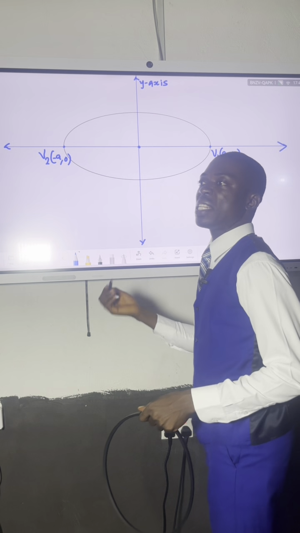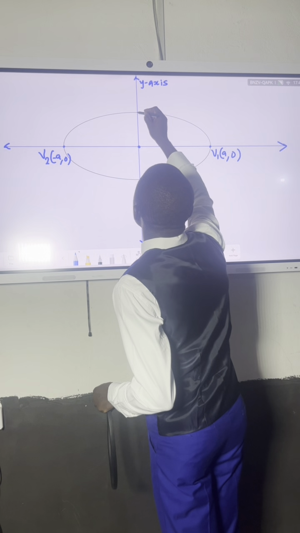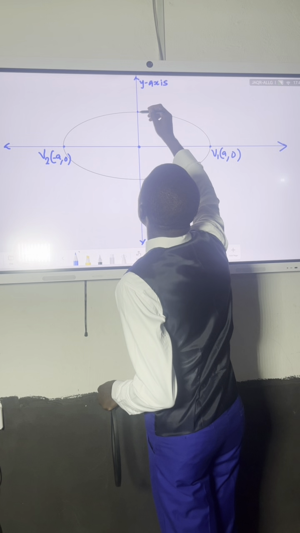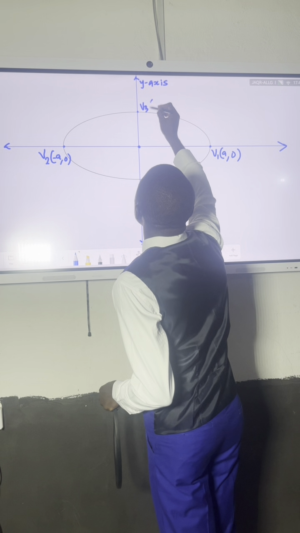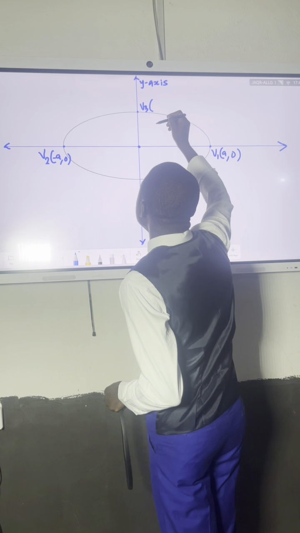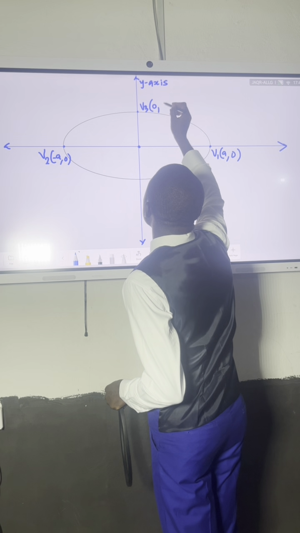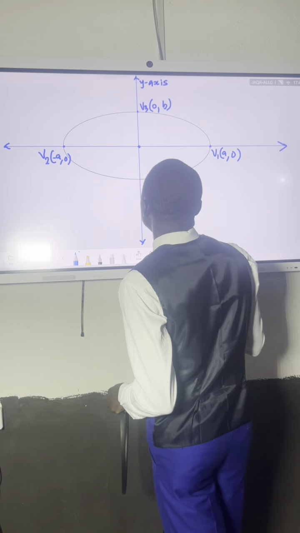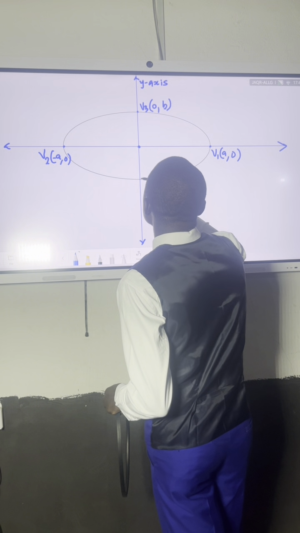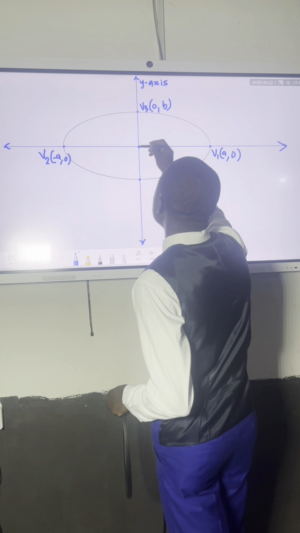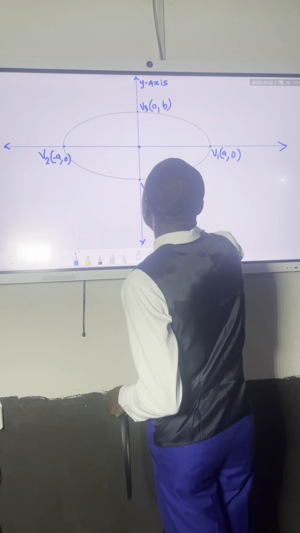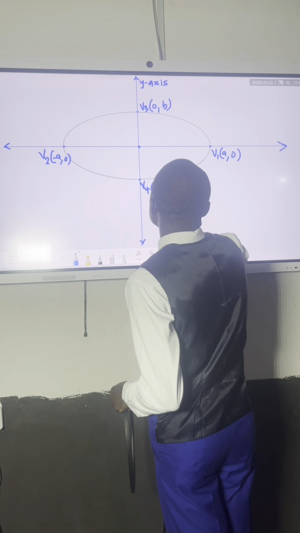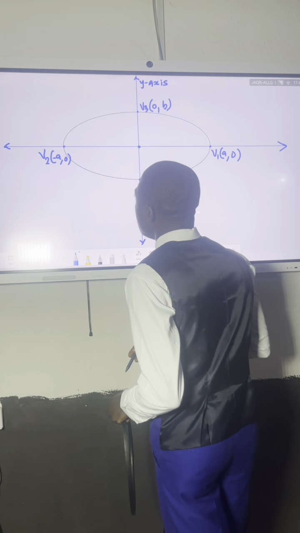Now we have 2 more vertices. Call this one here, where it intersects the other side, V3. The coordinate here is now, you use letter B, this is 0, B, a B distance from the origin. If you go down from the center to this point, you have another vertex called V4. The coordinate is 0, negative B.